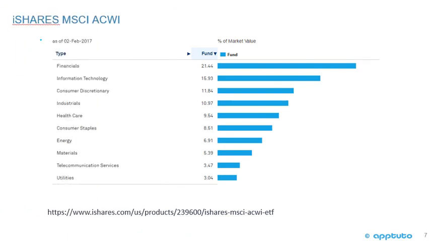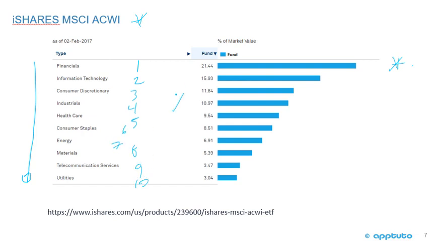Extra slide as well. This is the iShares MSCI All-Country World Index, but this is just showing the sector breakdowns and the percentage of the fund value. So you can see financials is the most heavily weighted, 21.4%. And so you can see here we have 1, 2, 3, 4, 5, 6, 7, 8, 9, 10.